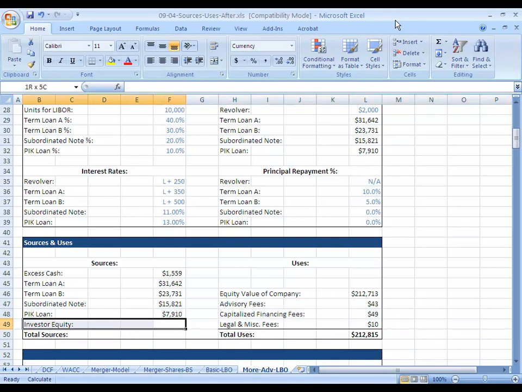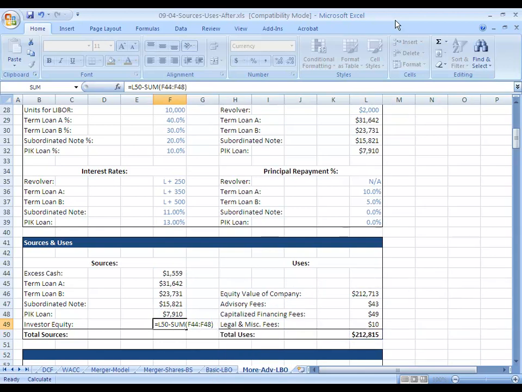Now for the investor equity, remember that our assumption will be it's equal to the total uses minus the sources so far. So we're assuming that whatever we need to buy this company that we have not yet paid for will be the responsibility of the private equity firm to pay for with their own equity, with their own cash. So we're going to take total uses over here and then subtract our sources so far. So we have that, and now I'm going to sum this up.